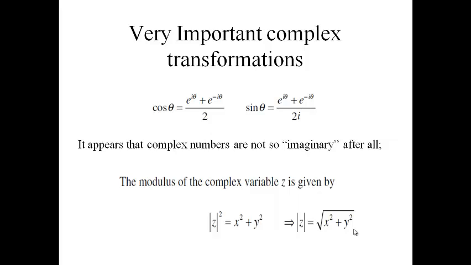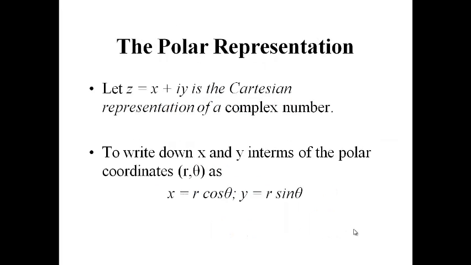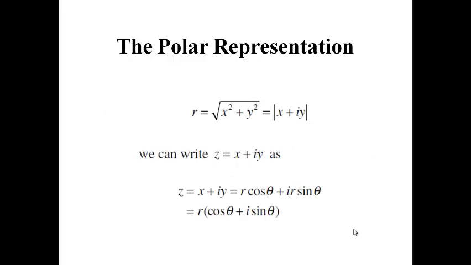The modulus of the complex variable z is given by modulus z square equal to x square plus y square. That is, modulus z is nothing but root of x square plus y square. Also, we represent the complex variable in polar coordinates by using x equal to r cos theta and y equal to r sin theta. The polar representation of the modulus r is nothing but root of x square plus y square.